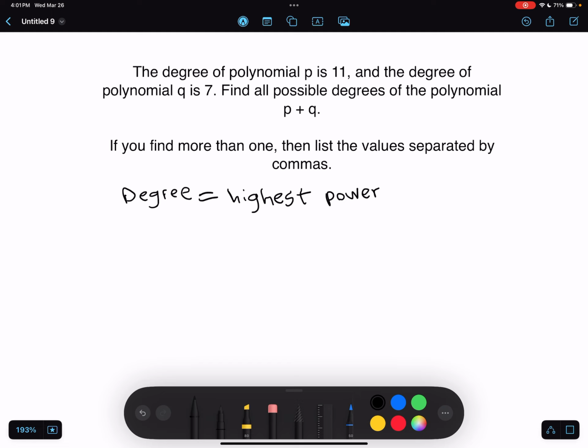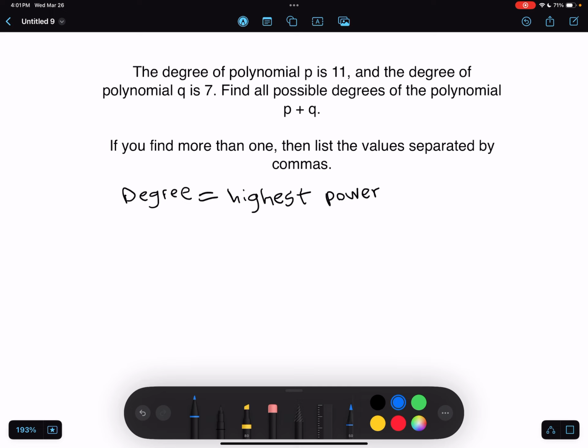So we're told that the degree of polynomial p is 11, and the degree of polynomial q is 7. And we want to find out all possible degrees of p plus q. So we're adding together these 2 polynomials. Now, there's actually a very interesting, almost like a trick question nature here.